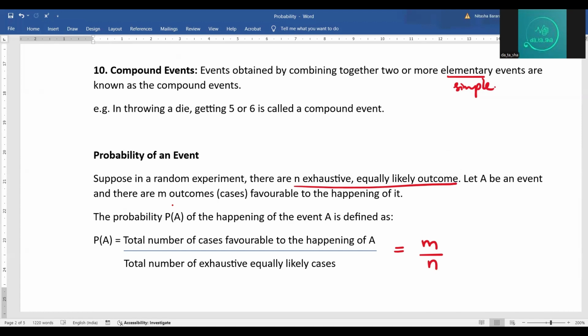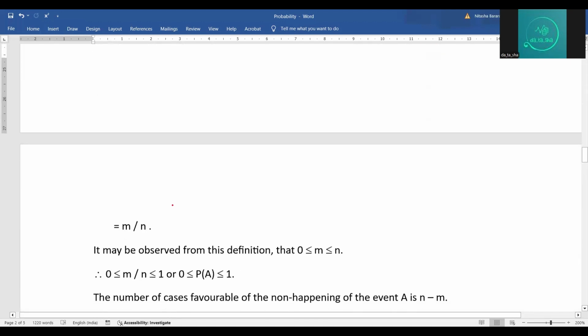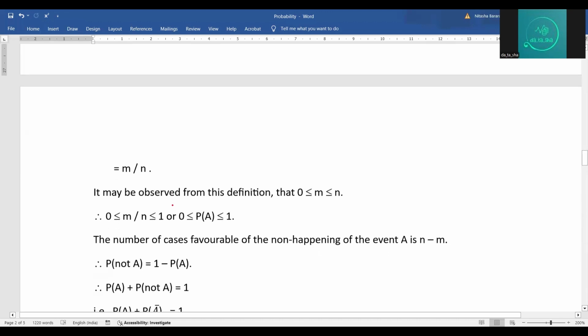So that's m upon n. So we can see here it is written. From the definition itself, we can understand that m lies between 0 and n. So when you divide the whole equation by n, you will get to know that the probability of any event lies between 0 and 1. So this is the first property of probability: the probability of any event lies between 0 and 1. It could be 0, it could be 1, but it always lies between 0 and 1.